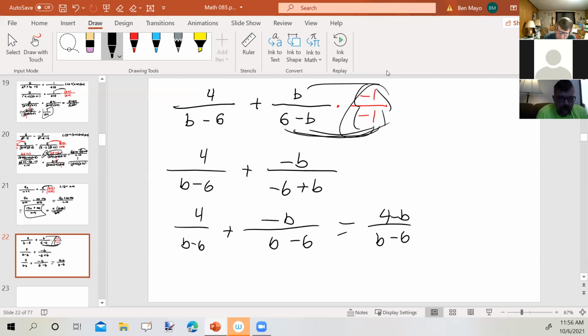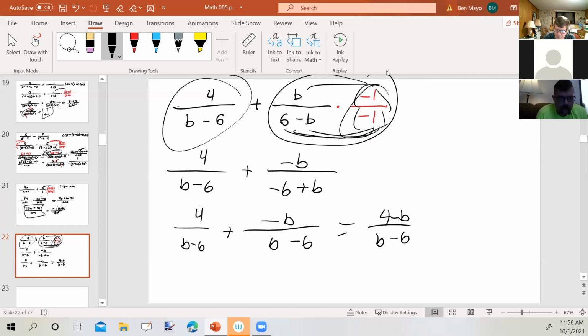Now, why did I change this fraction instead of that one? Well, because this one had a denominator that was in standard form, b minus 6. I could have done the same thing over here instead, and then they both would have been 6 minus b, but I just liked to do it in standard form. So here's the final answer. Do you have any questions about that? Okay.